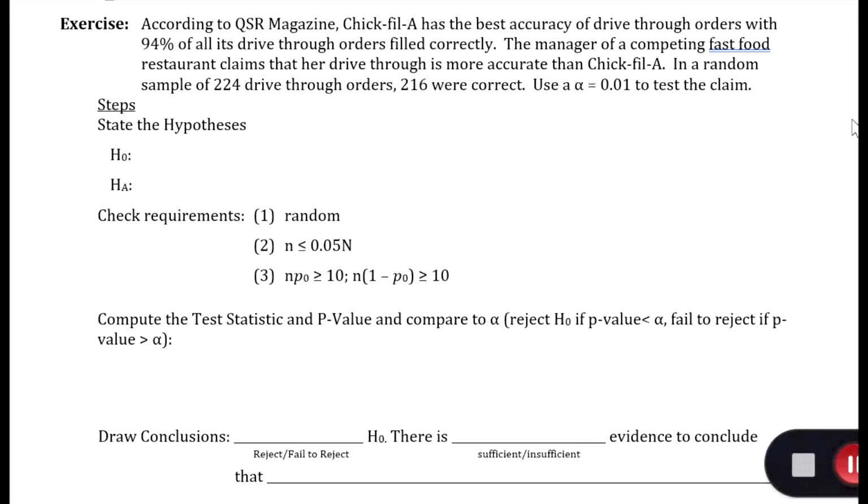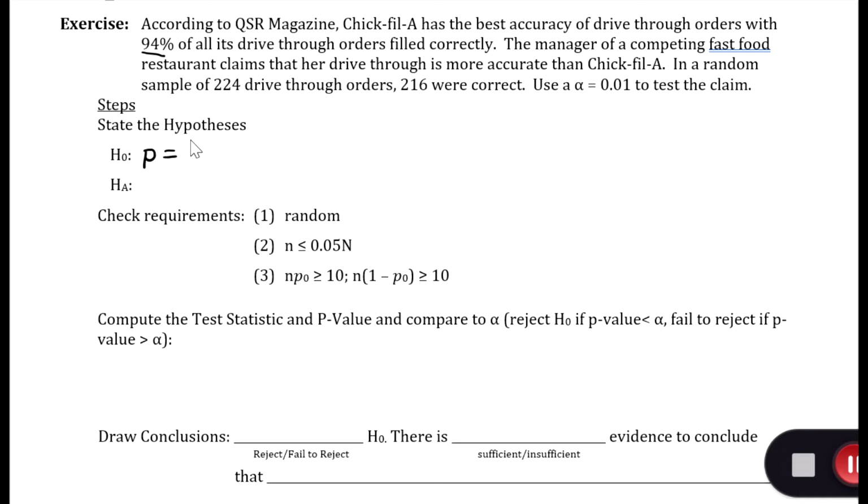Okay, so we're doing this hypothesis test, and we have to go through and do our steps. The first step is to state the hypotheses. Our parameter of interest here is a proportion. It tells you your sample proportion, which is 216 out of 224. So our parameter of interest is going to be p.